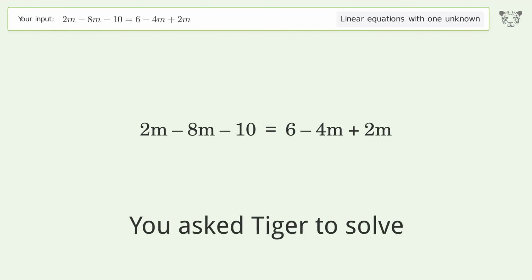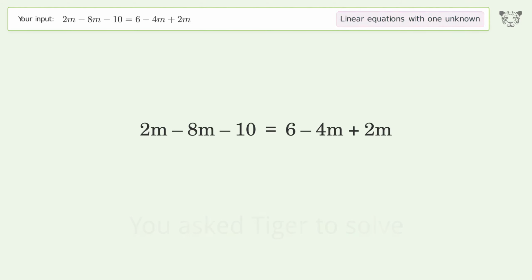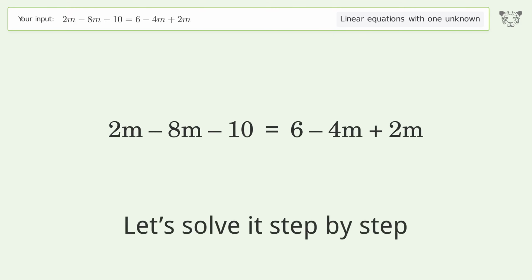You ask Tiger to solve. This deals with linear equations with one unknown. The final result is m equals -4. Let's solve it step by step.